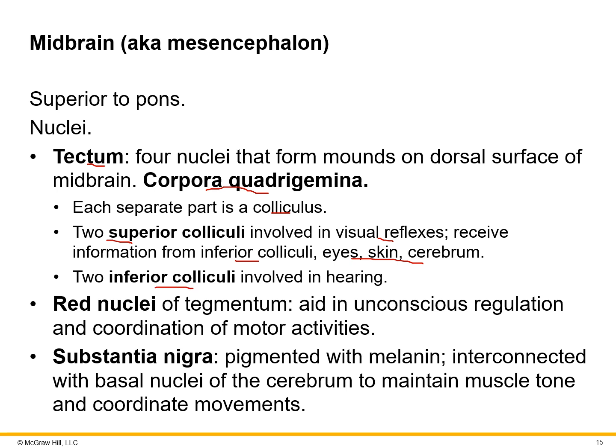Then the 2 inferior colliculi, again, all 4 of these combined make up the tectum, and are involved in hearing. We also have the red nuclei of that tegmentum. This helps in unconscious regulation and coordination of motor activities. And then the substantia nigra, which is pigmented with melanin, that gives us our skin pigment. It's connected to the basal ganglia of the cerebrum, but helps maintain muscle tone and helps coordinate our movement.